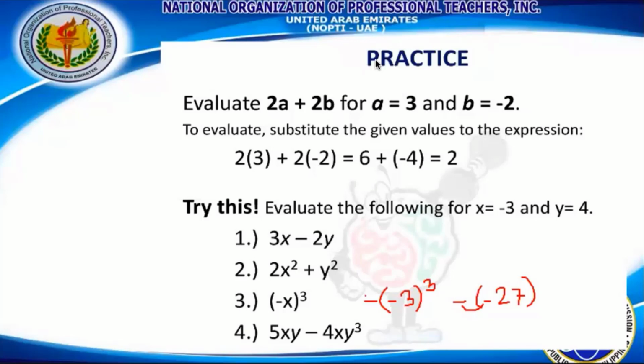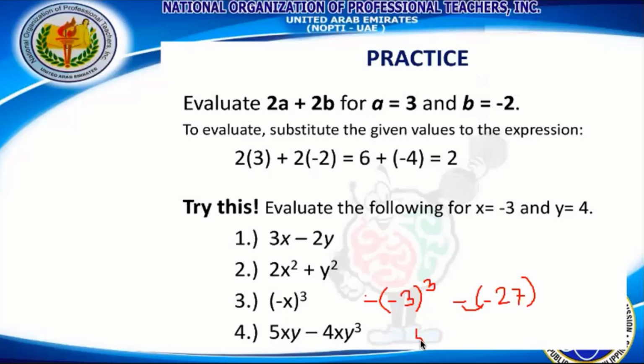$708 ang sagot nila. Did you get the same? Take note, minus na naman ito. So, applicable na naman doon tayo sa integers. Okay. X is negative 3, positive 4.